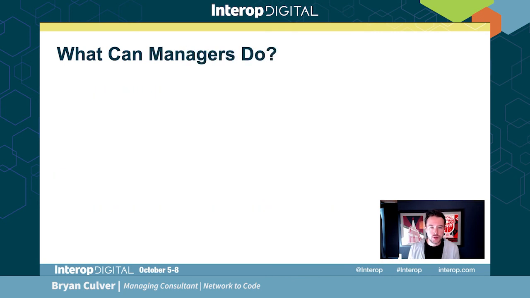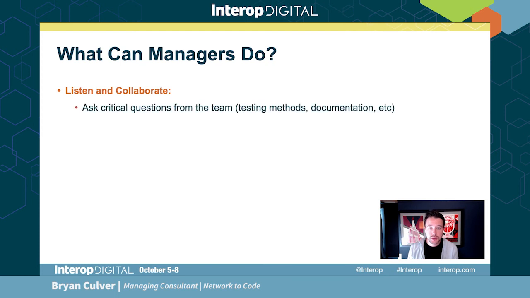But what can managers do? Well, managers also can listen and collaborate. They can ask critical questions from their team as far as their testing methods, how they can be certain that this change won't take down production, and whether or not they're up to date on their documentation and their support structures, especially if these teams do not keep the tier 1 support in their own team.